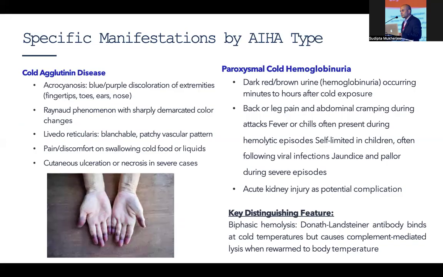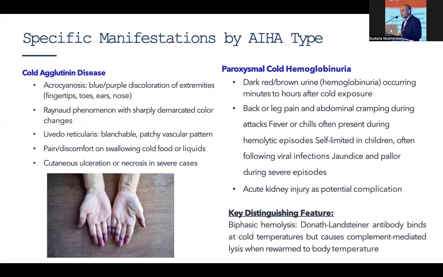In paroxysmal cold hemoglobinuria, though it looks a little similar in terms of presentation, the pathophysiology is very different, and so are the treatment and the diagnosis. This subgroup presents with dark red or brown urine because of hemoglobinuria, which happens minutes to hours after cold exposure. Back or leg pain or abdominal cramping during acute attacks along with fever and chill may be present. Mostly it's a self-limiting disease in children after a viral infection.